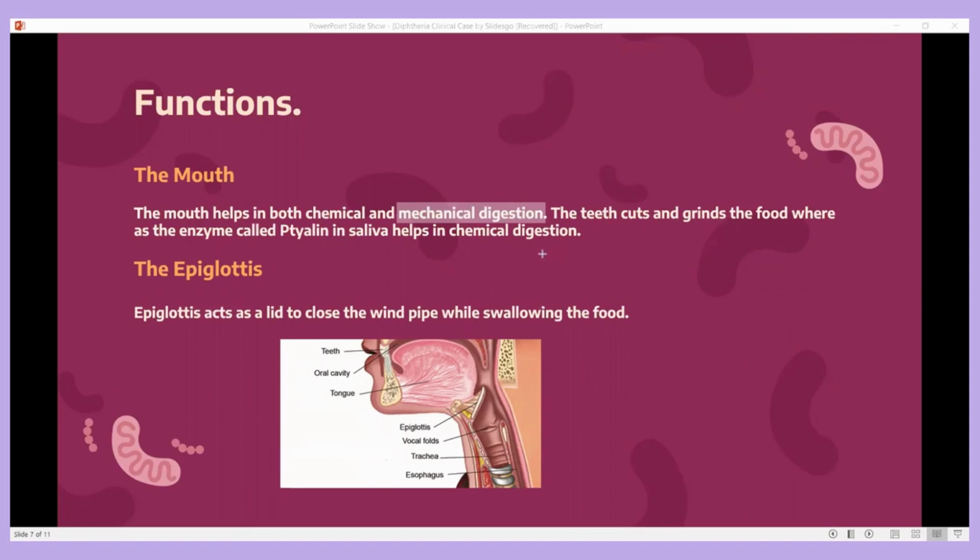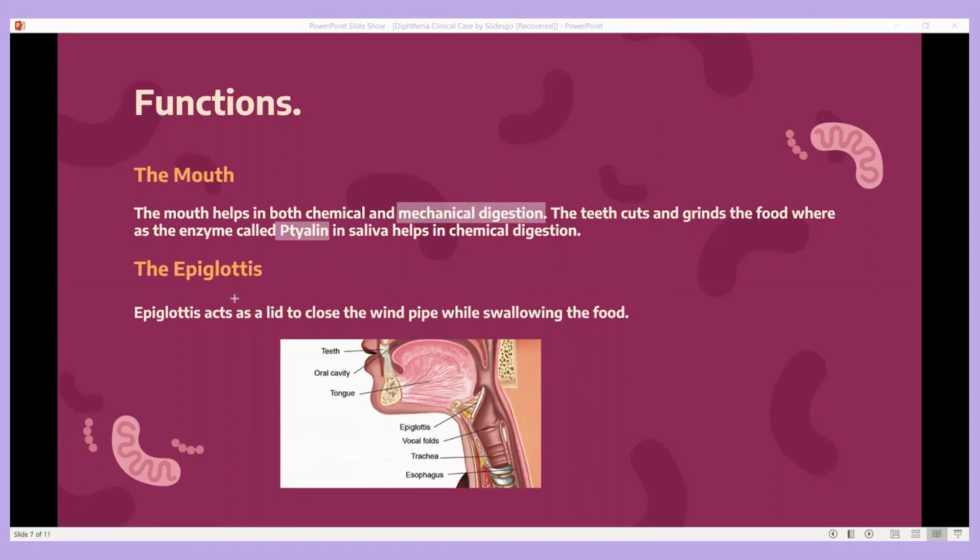But what about the chemical digestion that is taking place in the mouth? Well, in our saliva, we have an enzyme called ptyalin, which helps in the digestion of glucose. So the glucose can be directly digested in the mouth itself because of the ptyalin present in our saliva. So of course the mouth helps in both types of digestion.